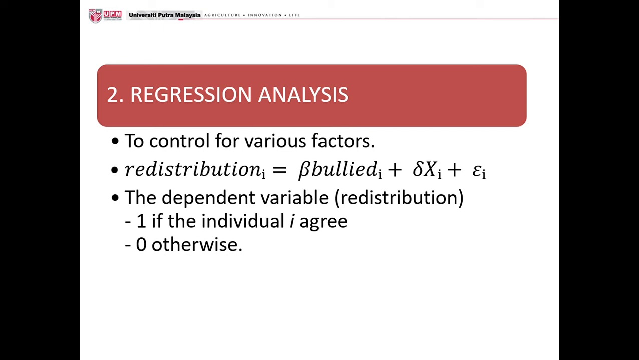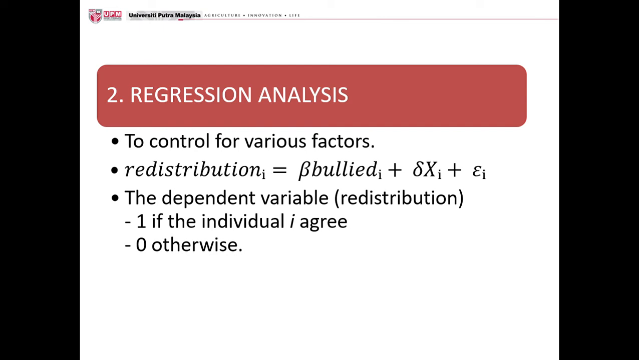This regression analysis is used in order to control for the various factors. The linear regression model is redistribution_i equals beta times bullied_i plus delta times x_i plus epsilon_i. i refers to the individual or the respondent, and beta is the effect of school bullying on the probability of supporting redistribution, which is our parameter of interest.